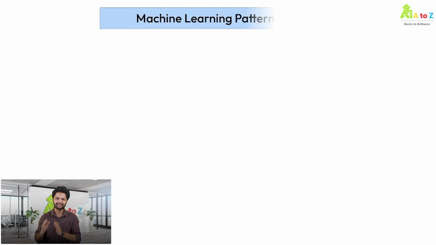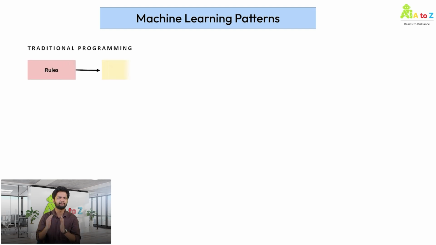After understanding the differences, let's go one layer deeper now. Because the real shift is how machines actually see the world. Look at this side first. Traditional programming, rules, machine, and output. Everything depends on the rules. If the rule exists, the system works. If the rule doesn't exist, the system fails.